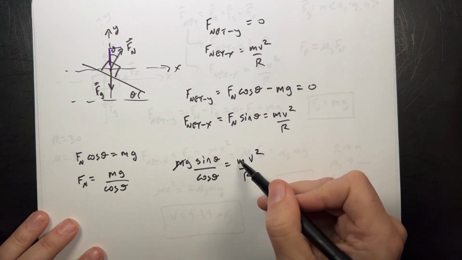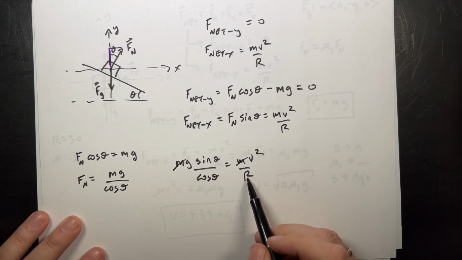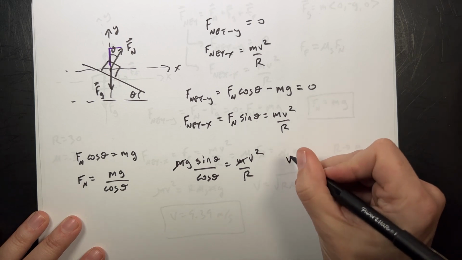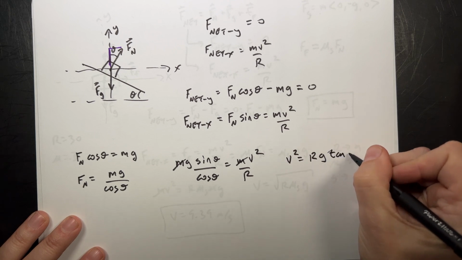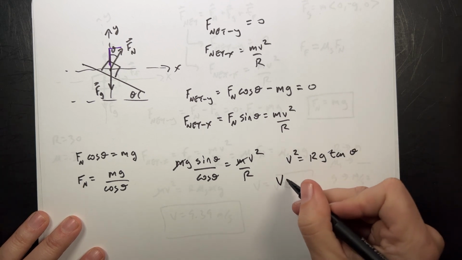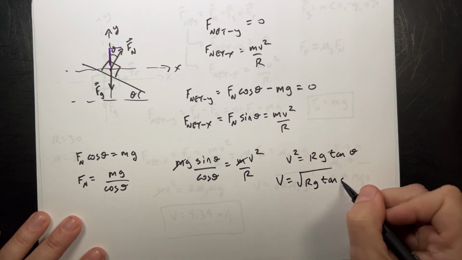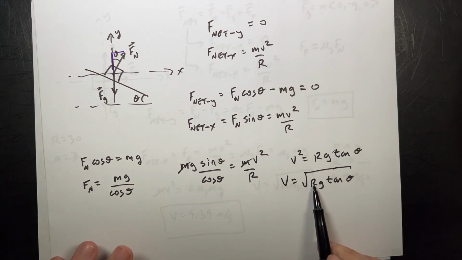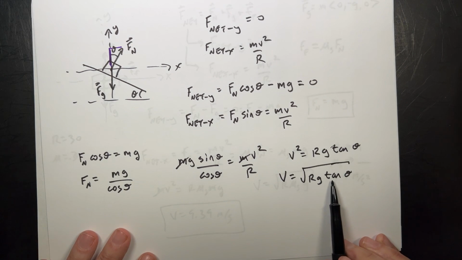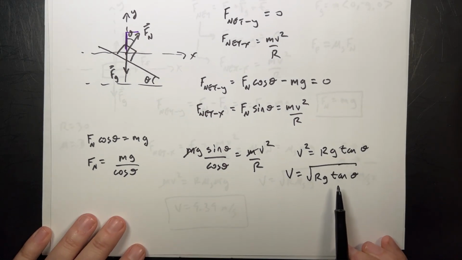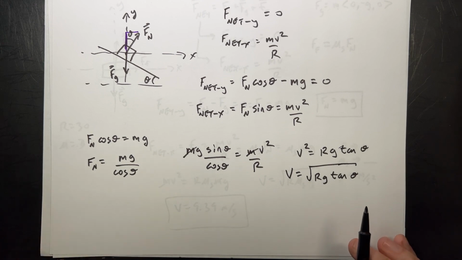The mass cancels. Sine over cosine is tangent. You don't have to do that, but I did. And I'm going to multiply both sides by r, so I get v squared equals rg tangent theta. Take the square root. v equals the square root of rg tangent theta. And again, here we have meters, here I have meters per second squared. Tangent theta is a ratio. It doesn't have any units. So this is going to give me meters squared per second squared. Take the square root, I get meters per second.